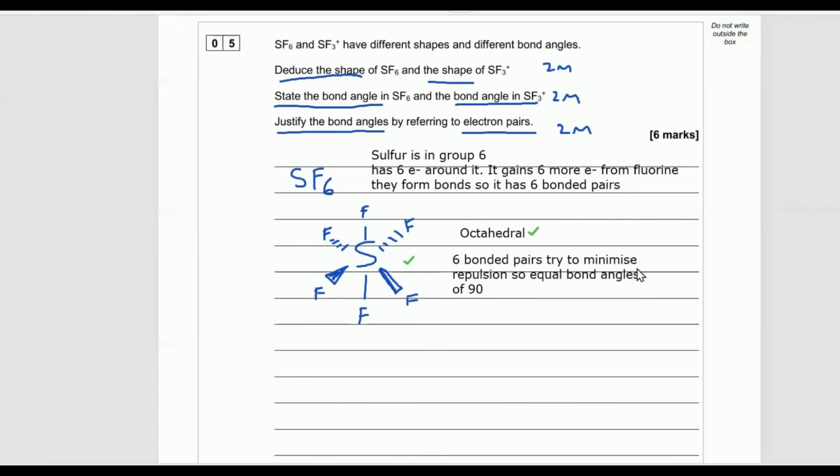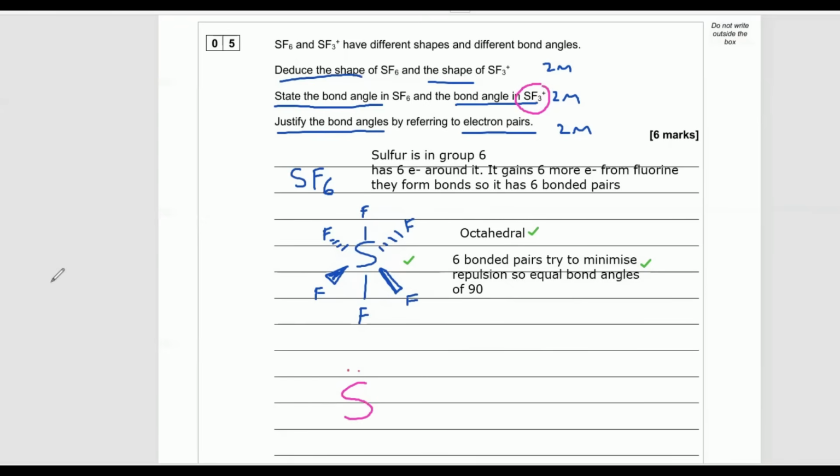So that's really all of your marks for that. You could probably get 3 marks if you just left it there. You've named the shape, you've explained how many pairs of electrons there are, you've explained why they're trying to get away from each other, and why the bond angle is 90 is because they're equal.